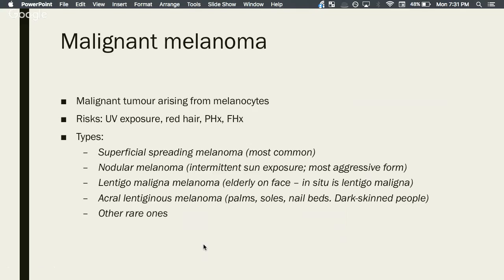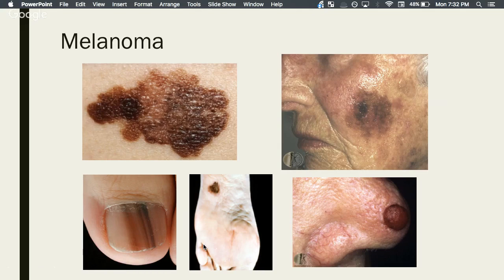There are basically 4 main types of melanomas. You have your superficial spreading, which looks like that. Your nodular melanoma, which is the most aggressive. Your lentigo maligna melanoma, which tends to present on the face and tends to progress from lentigo malignas. And acral lentiginous melanoma, which affects your palm, sole, and nail beds, and tends to be in dark-skinned people. So these are pictures: your acral, your superficial spreading, nodular, and lentigo.